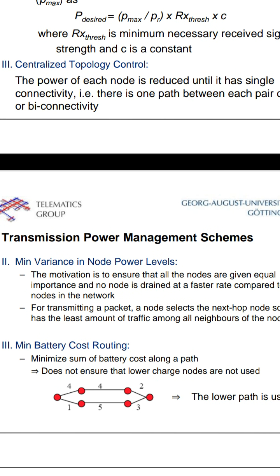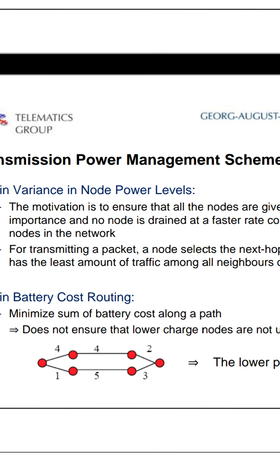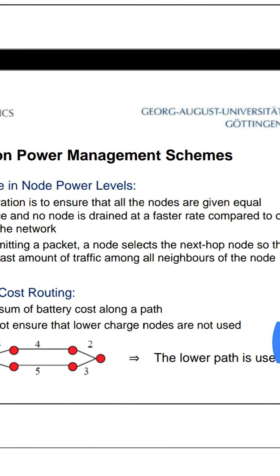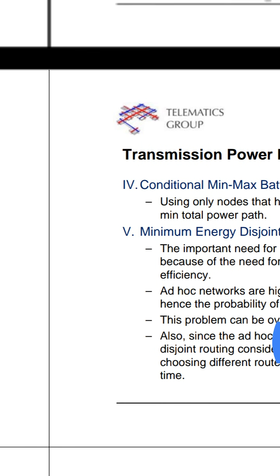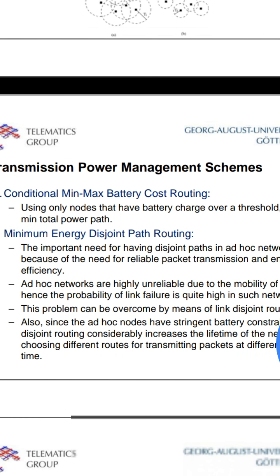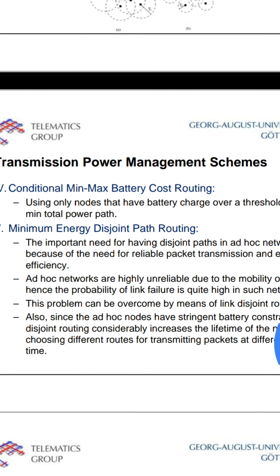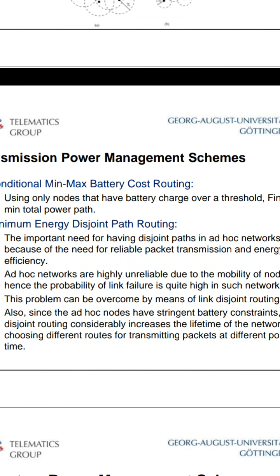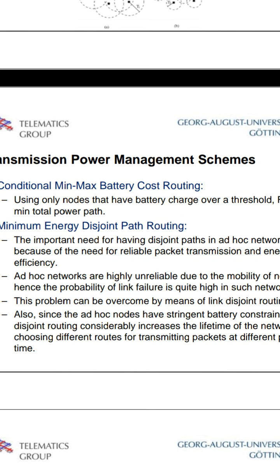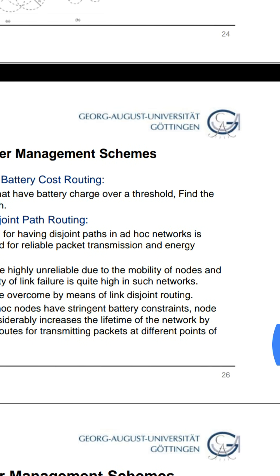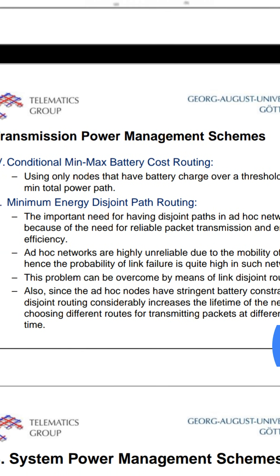The next one is minimum battery cost routing. In minimum battery cost routing, to transfer the data from source to destination, we choose the path along which the power constraint is minimum, and we transfer the data along that path. Then another one is conditional min-max battery cost routing. It uses only nodes that have battery charge over the threshold, and finds the minimum total power path. So once the battery threshold is reached, it finds the minimum total power path. This is the conditional min-max battery cost routing.